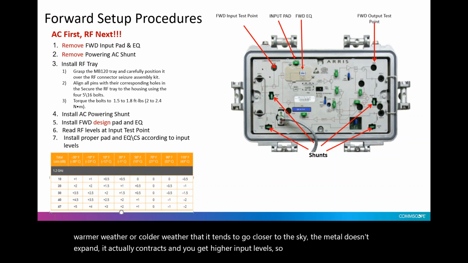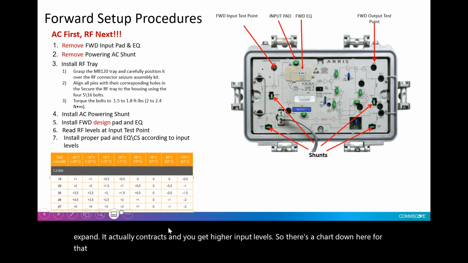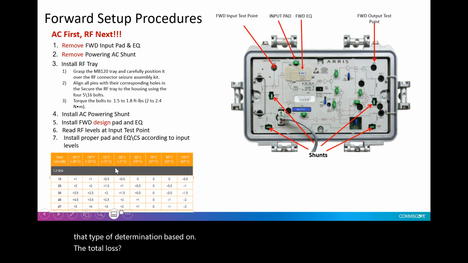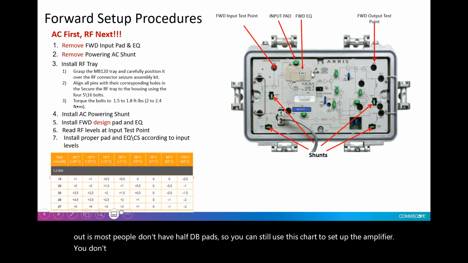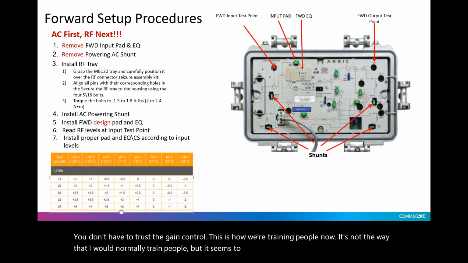So there's a chart down here for that type of determination based on the total loss, and then also what the temperature is out at any particular point. Now, the one thing I'll point out is most people don't have half dB pads. So you can still use this chart to set up the amplifier. You don't have to adjust the gain control. This is how we're training people now. It's not the way that I would normally train people, but it seems to pretty much be the same for most other vendors.